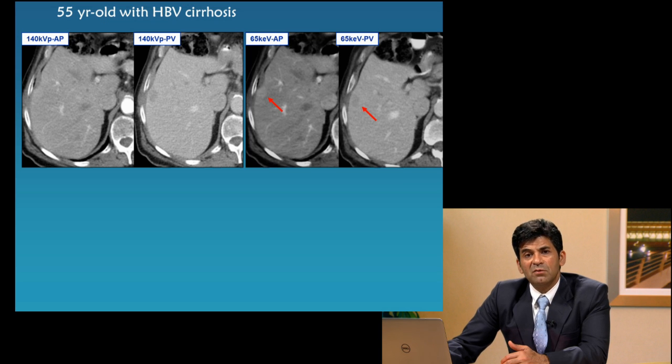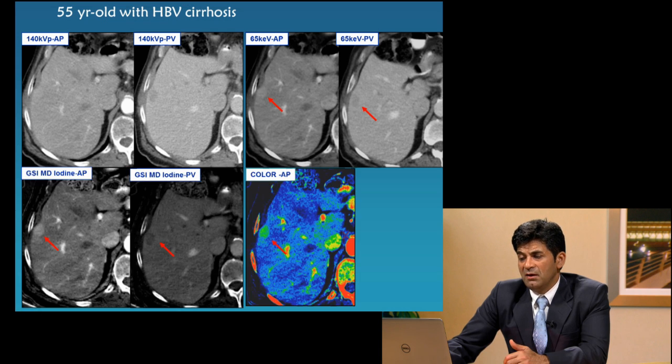Now, when we look at the monochromatic images, there is improvement in contrast because we can appreciate more enhancement, as shown by the arrows in the right lobe, and the washout is also more visible. But when we look at the material density iodine images, both the grayscale as well as the color overlay, the arterial phase enhancement in the lesion is much more visible.